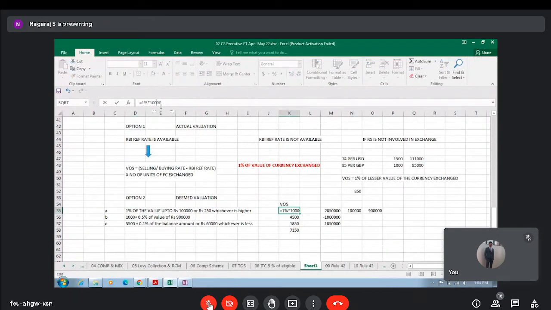That means if you have exchanged only 10,000, what will be the value of supply? 1% of 10,000 is how much? 100. 100 or rupees 250, whichever is higher. Which is the highest one? 250. You have to consider 250 as the value of supply in the first instance.